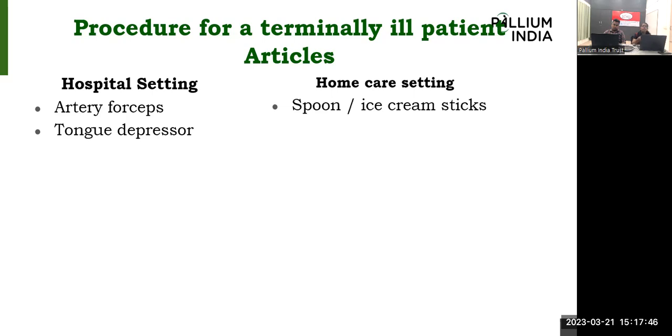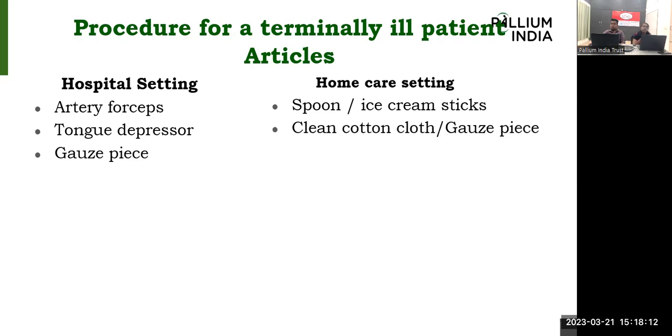In home care settings, we can use a spoon or ice cream sticks. You can use 2 spoons, one spoon for opening the mouth, one spoon for cleaning the mouth. I'll come to you later about how to use a spoon for oral cavity care. And a gauze piece, if they have one, they can take it. If they don't have a gauze piece, they can take a clean cotton cloth.